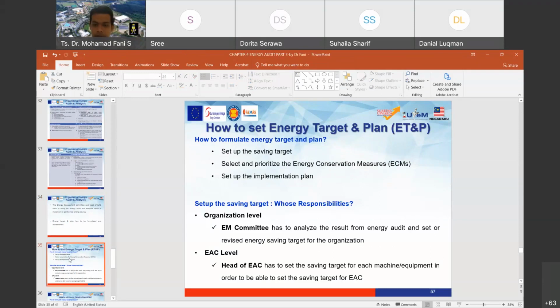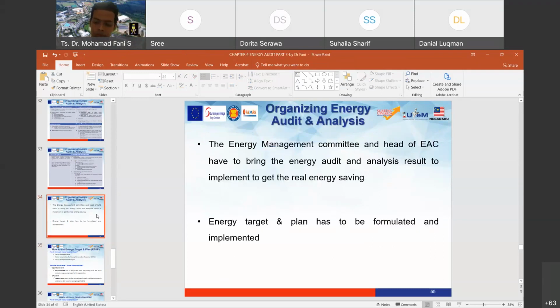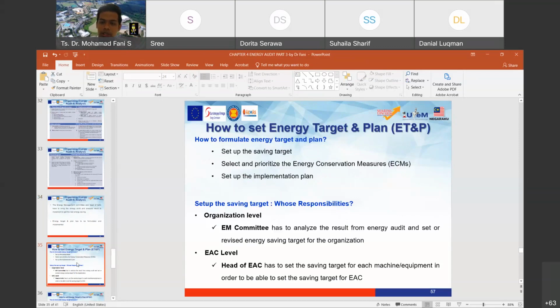Okay. So after that, how to set up from the energy audit finding. For example, you find the opportunity for saving about 10% or about 20% or about 30% or 50% for the coming 3 years or coming 5 years. What you are going to do is to set up the energy target and plan, ETP. So this one is very important.